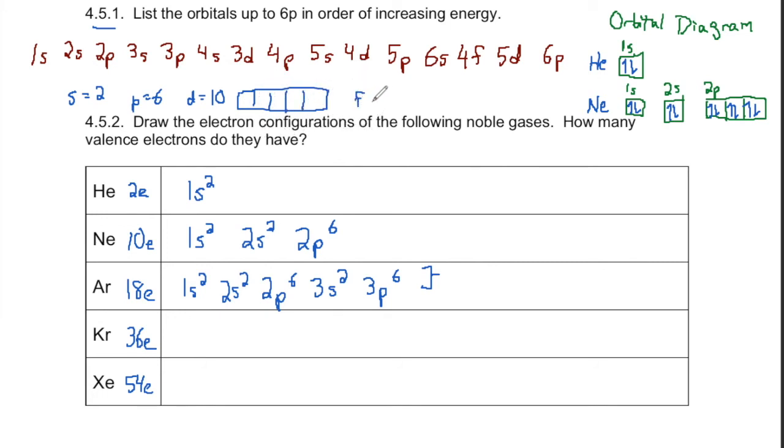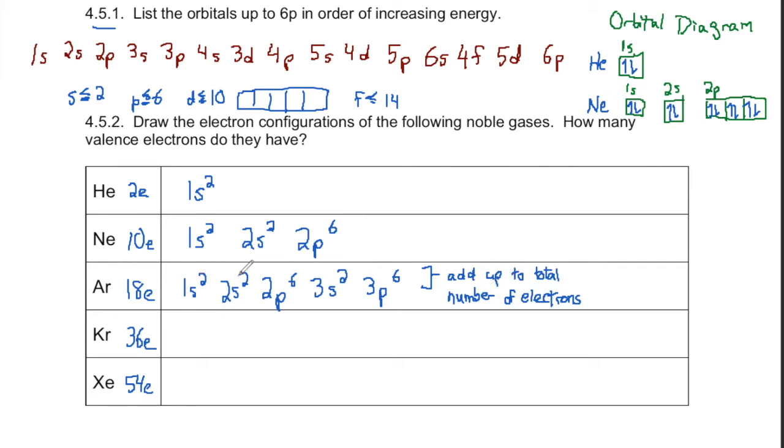And then F can fit up to 14. So this can be less than or equal to 14. So these D can have fewer than 10 electrons, it just can't have more. So these can all be less than or equal to these numbers. The superscripts have to add up to the total number of electrons.